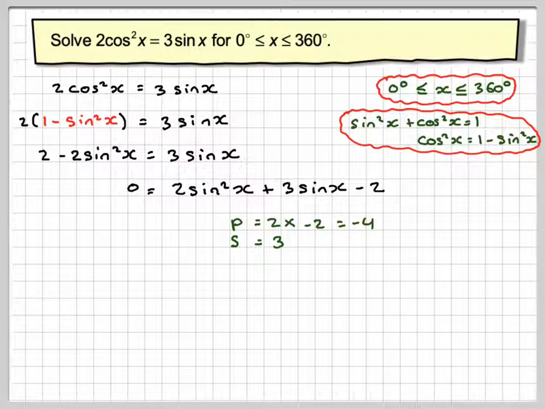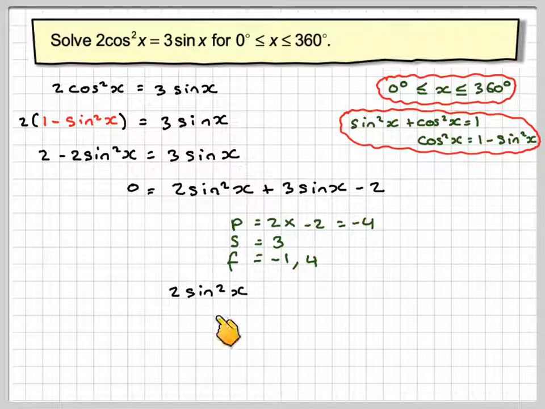So we want 2 numbers. When we multiply them together, we get minus 4, and we add the same 2 numbers, we get 3. With a bit of trial and improvement, you'll get minus 1 and 4. Let's just check that. Minus 1 times 4 gives me minus 4. Minus 1 plus 4 gives me 3.